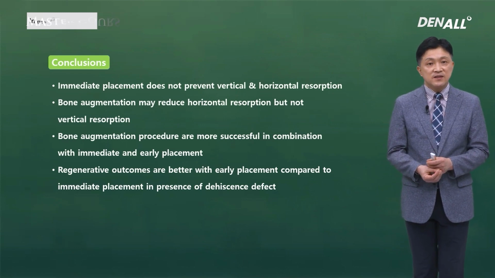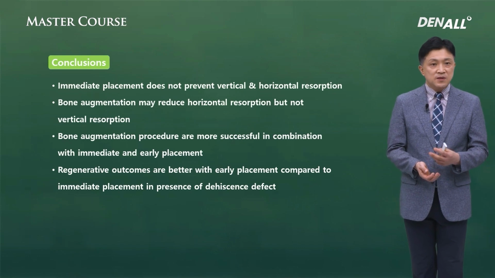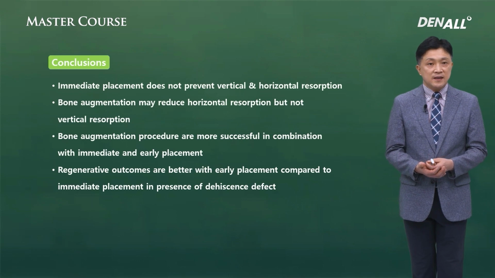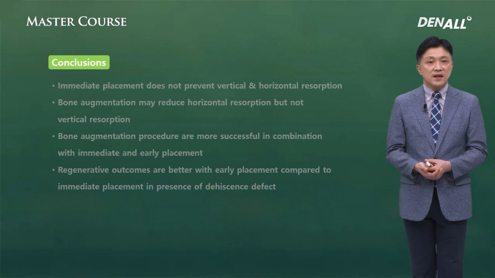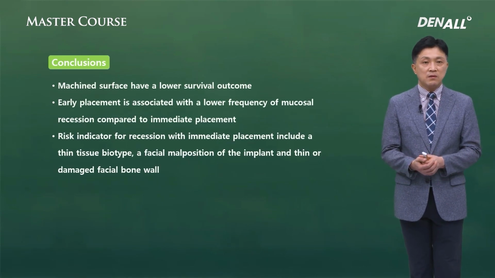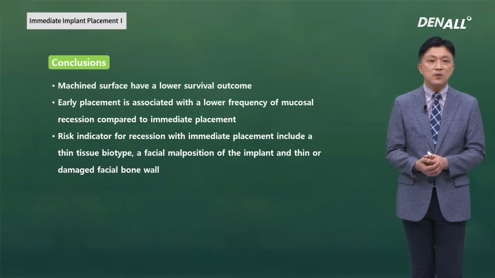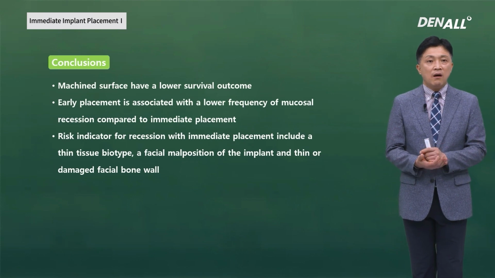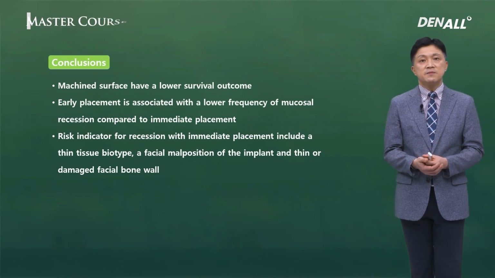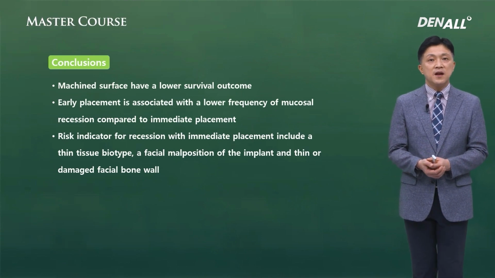In the case of a Class 2 defect, rather than immediate implant placement, regenerative outcomes are better in early placement. This is about machined surface. I'm sure you all know this and agree. The success rate is lower in machined surface. Early placement is associated with a lower frequency of mucosal recession compared to immediate placement.